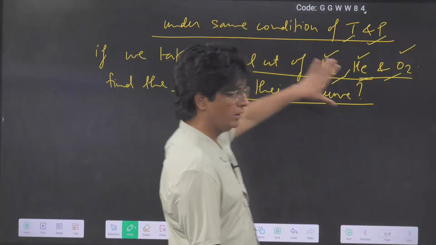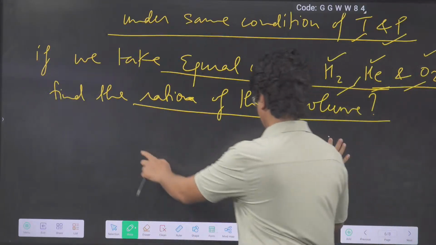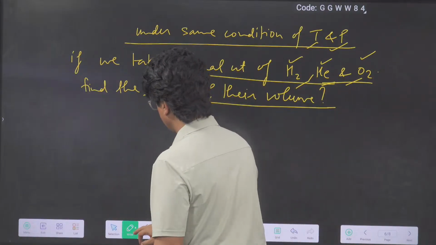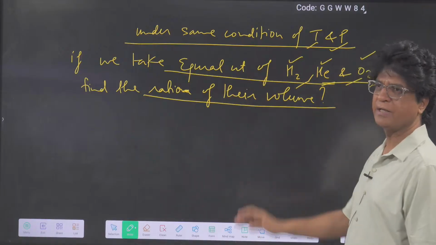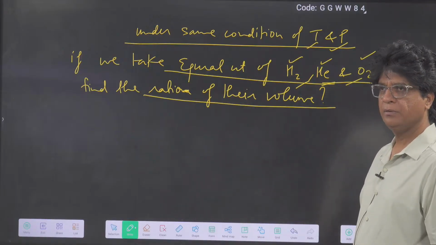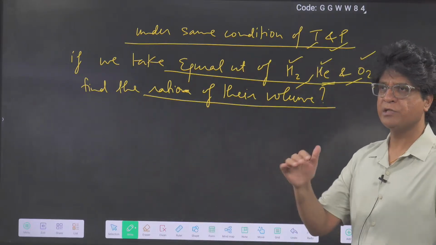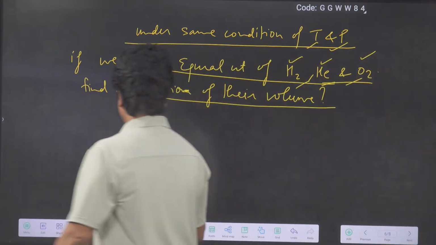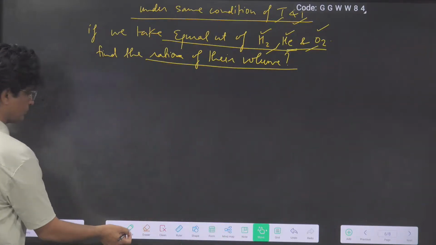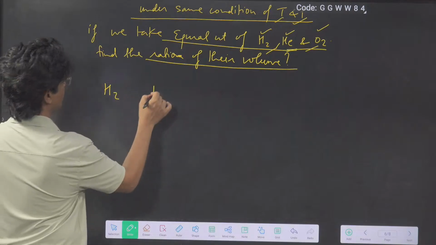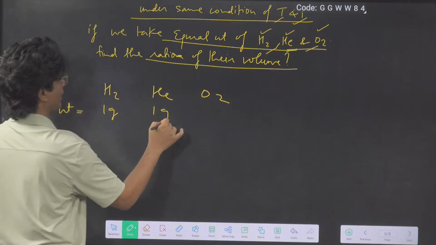And this is one model. The second model can be that instead of H2, they can give you CH4, SO2, H2S, ammonia, different things. You can take anything. I'll be solving the question by 2 methods, and you choose which is better for you. Let me first solve the question with 1 gram each. So this is hydrogen, this is helium, and this is O2. The weight I'm taking is 1 gram, 1 gram, and 1 gram.